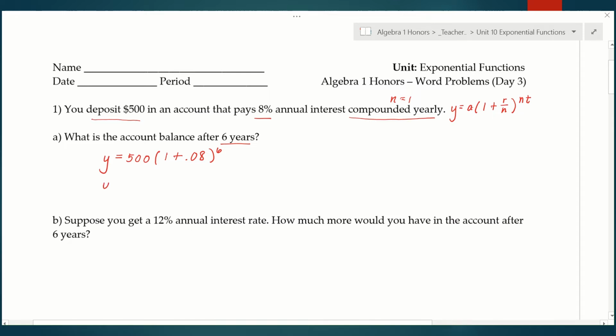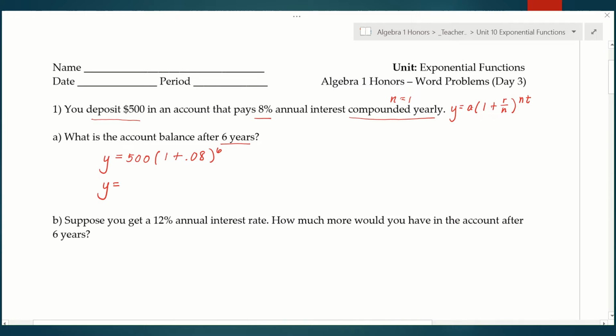All right, so if we take a minute and we plug that into our calculator, make sure you are putting parentheses around the 1 plus 0.08 when you're putting in your calculator, because that whole thing is being raised to the 6th power. Okay, and remember to get the 6th power, we use, I call it the caret key, looks like this, and then I type in a 6.